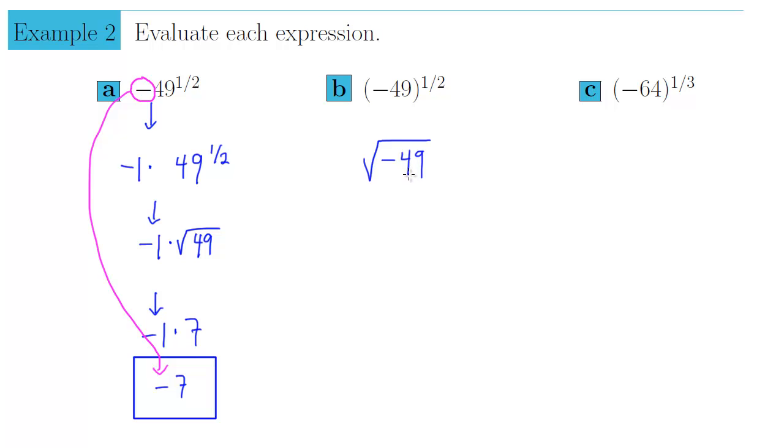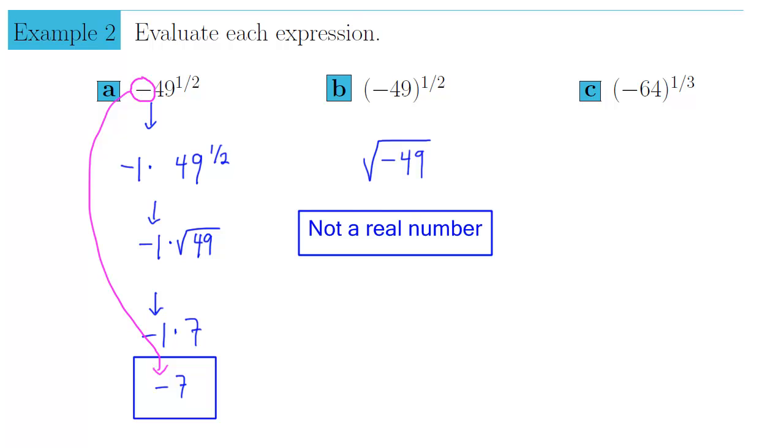7 times 7 is positive 49, and -7 times -7 is still positive 49. So this guy is not a real number. So when you end up trying to take the square root of a negative number, your final result is going to be that it's not a real number. Now this is a little different than part C. Okay, in part C, we're taking -64 to the 1/3 power. And that 1/3 power makes all the difference.